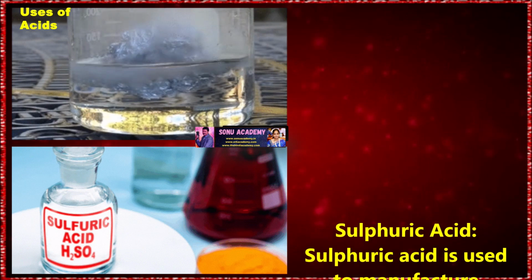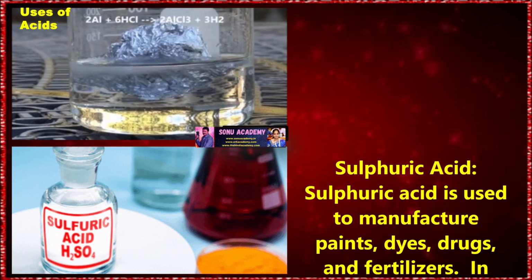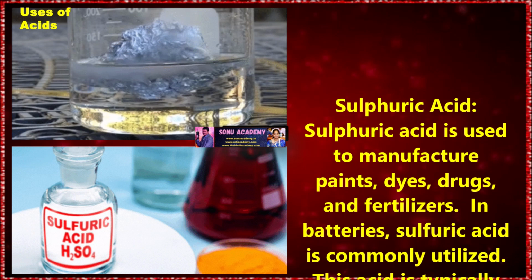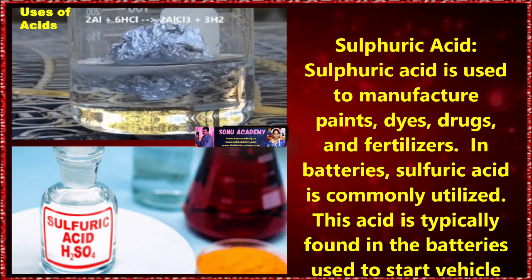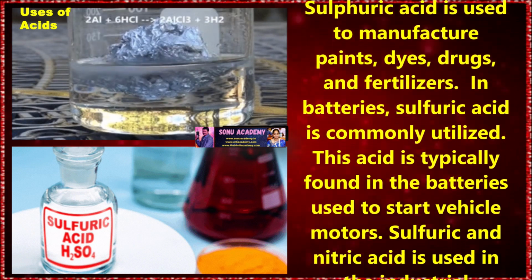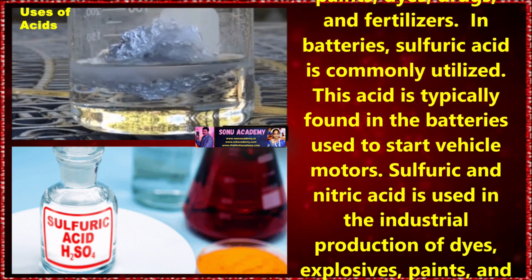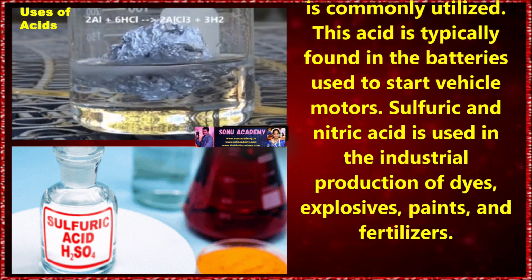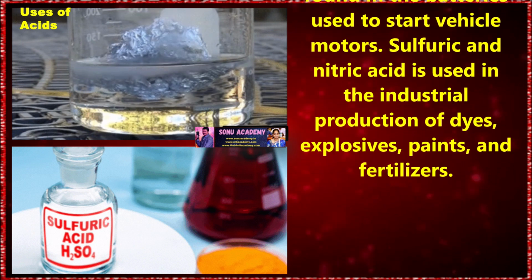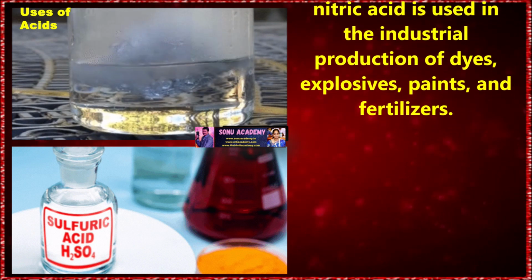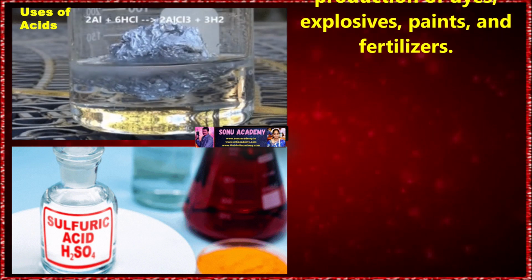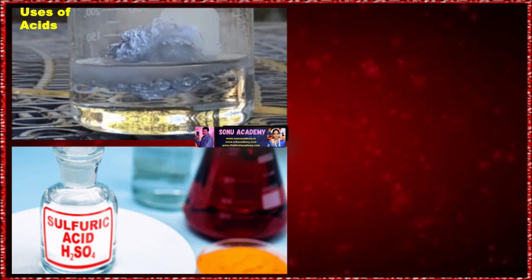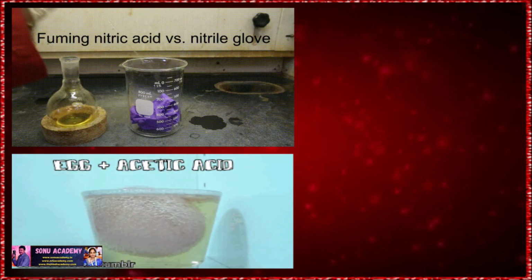Sulfuric acid. Sulfuric acid is used to manufacture paints, dyes, drugs and fertilizers. In batteries, sulfuric acid is commonly utilized. This acid is typically found in the batteries used to start vehicle motors. Sulfuric acid and nitric acid are used in the industrial production of dyes, explosives, paints and fertilizers.